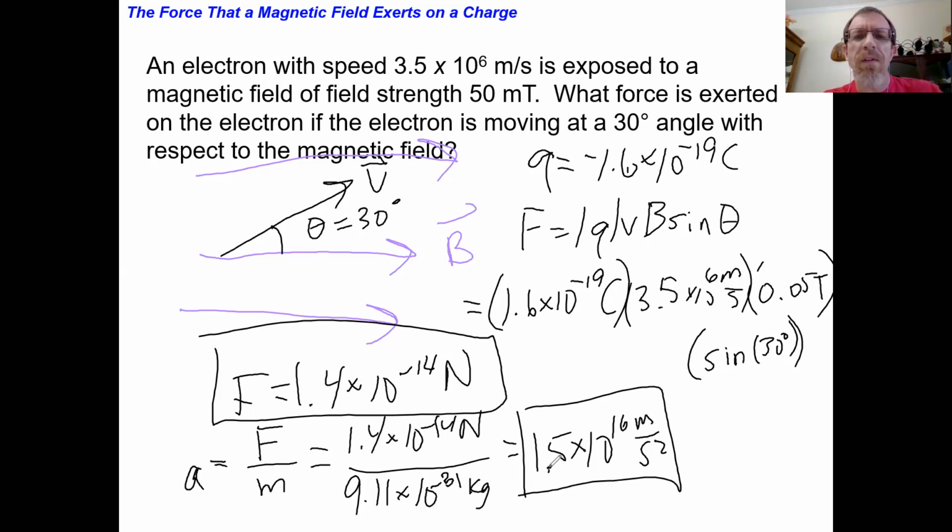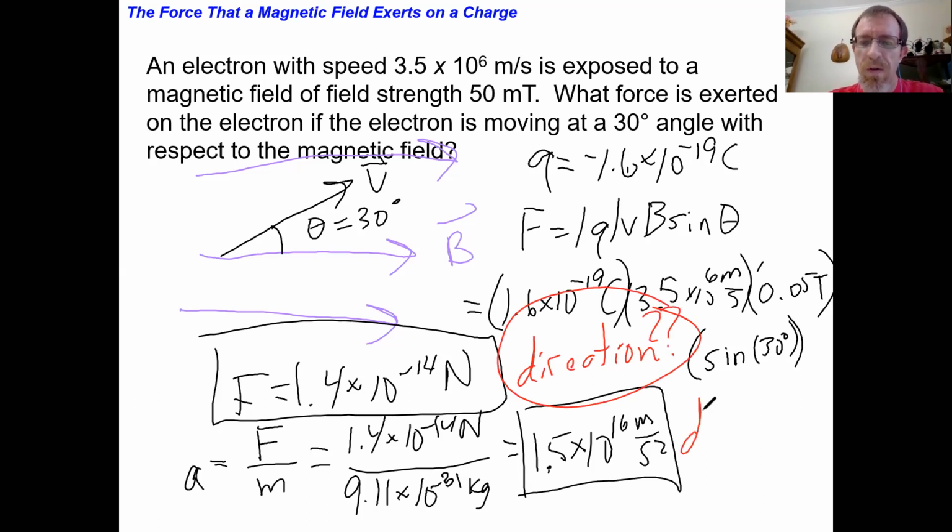Now, if we were in class, I would ask, are you satisfied with this? Have we answered everything? Are we good? And hopefully somebody would yell, well, no, because force is a vector and we don't just need the size, we need the direction as well. So the question we're left with is, what is the direction that our force points in? What is the direction of this acceleration?